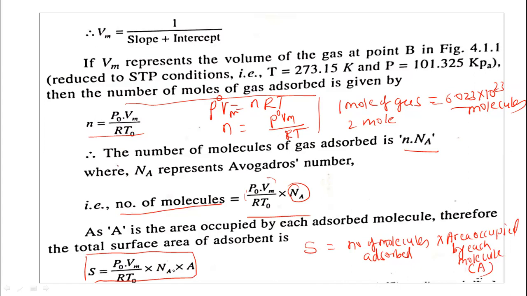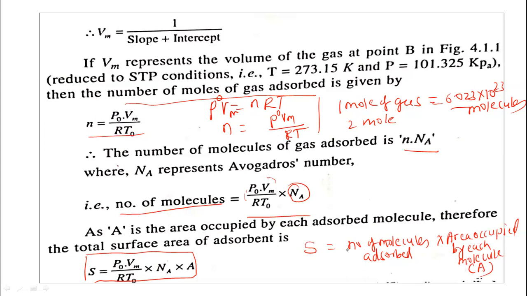To determine the surface area of the adsorbent, we should be aware of the Vm. Vm can be determined with the help of the slope and intercept. Avogadro number is known to us. Suppose that A is the area occupied by each molecule. Nitrogen gas is adsorbed on the surface of the adsorbent, so we know the area of the nitrogen molecule, how much area is required. That area is known here. Remaining values are known to us. So according to that, we can determine the surface area. It is equal to the number of molecules adsorbed multiplied by the area occupied by each molecule.